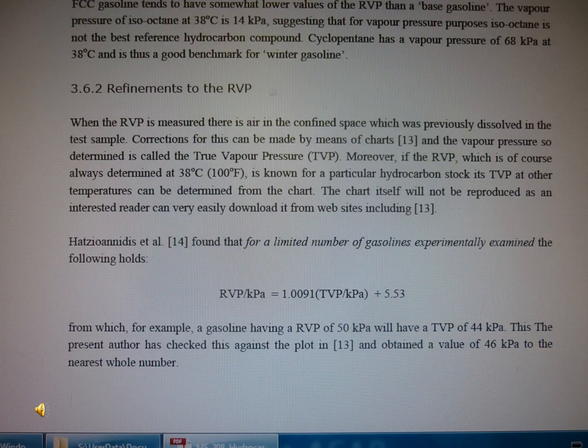RVP refinement: in confined space, vapor pressure, hydrocarbon stock, gasoline. So RVP in kilopascals is 1.0091 multiplied by TVP in kilopascals plus 5.53.